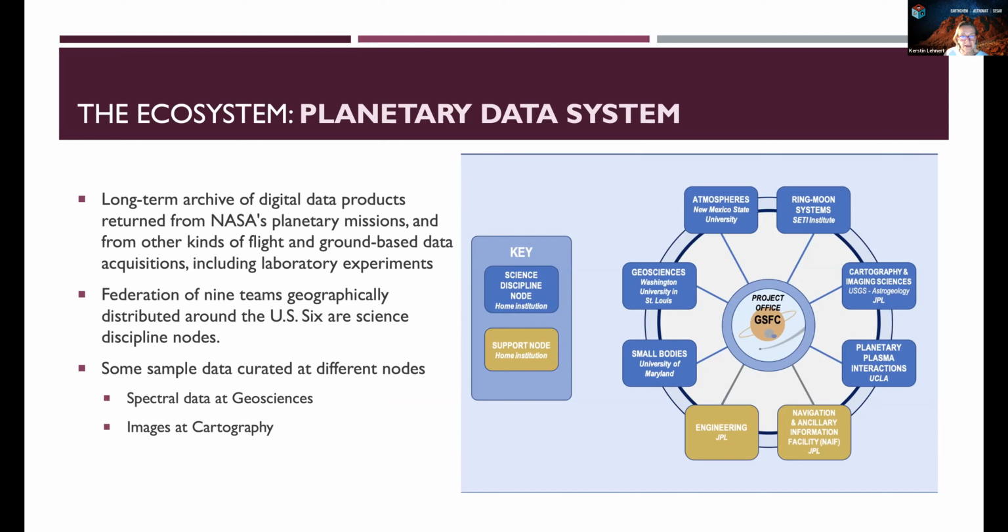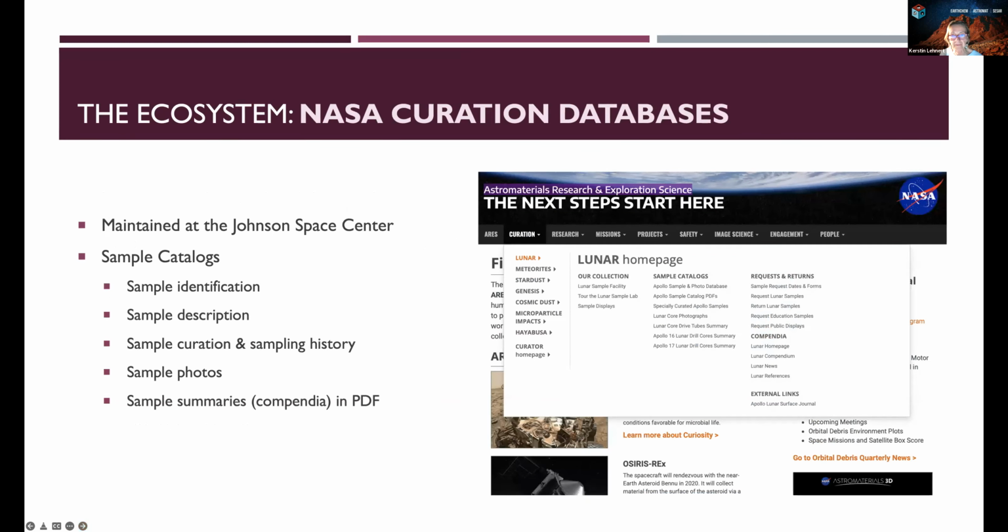So in this ecosystem of the Planetary Data System, there are some sample data that are curated at different nodes. For example, spectral data at the geosciences node at Washington University in St. Louis, or images of samples at the cartography node, but neither of them has a real focus on sample-based data, so it's fragmented across there. And any of the lab analytical data for astromaterials have actually never been archived because they were not considered to be part of a mission. They were post-mission data, so they didn't fall into the scope of the Planetary Data System.